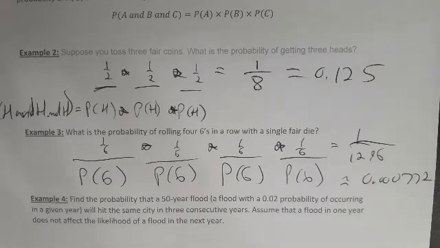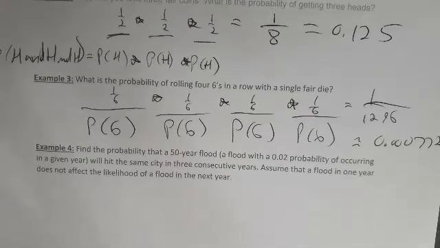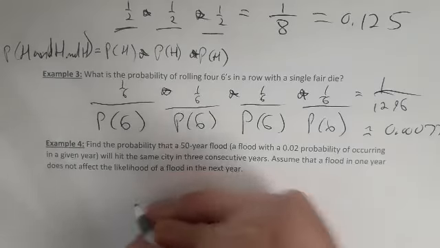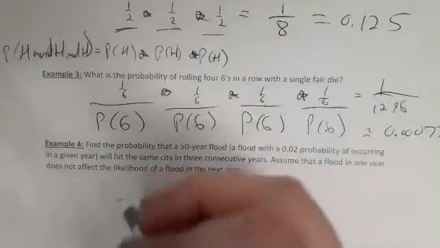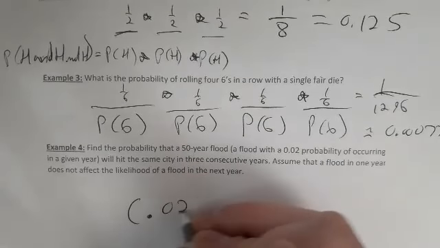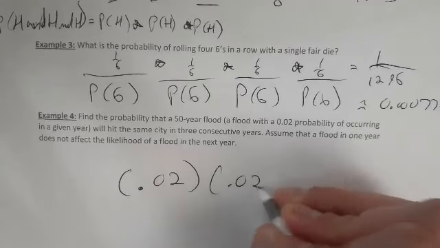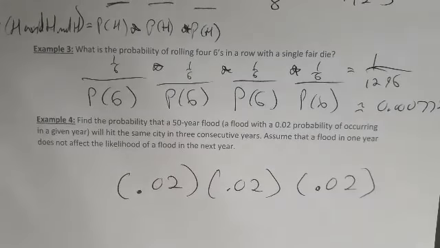Okay, so find the probability that a 50-year flood, or a flood with 2% probability of occurring in a given year, will hit the same city for 3 consecutive years. They're assuming that a flood in 1 year is not going to influence the likelihood of flood in the next year, which is probably not a good thing to assume, but they're doing it. So in 1 year, there's a 2% possibility, and the next year there's a 0.02 possibility, and in the third year there is a 0.02.